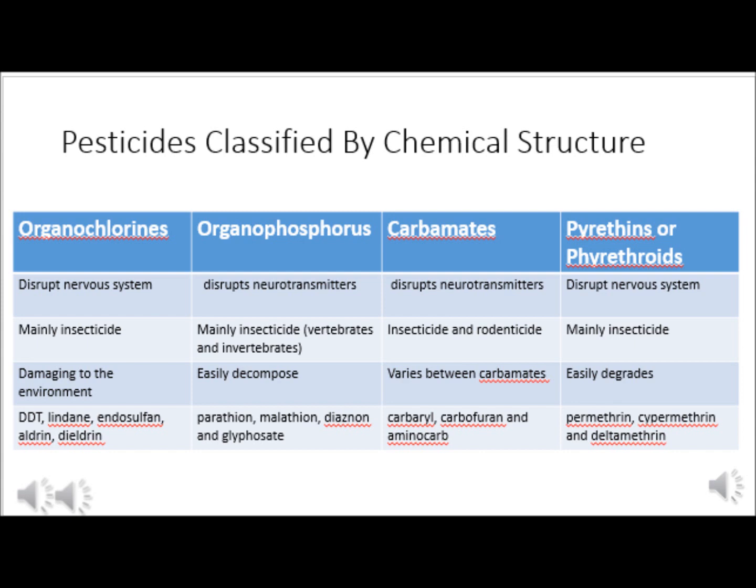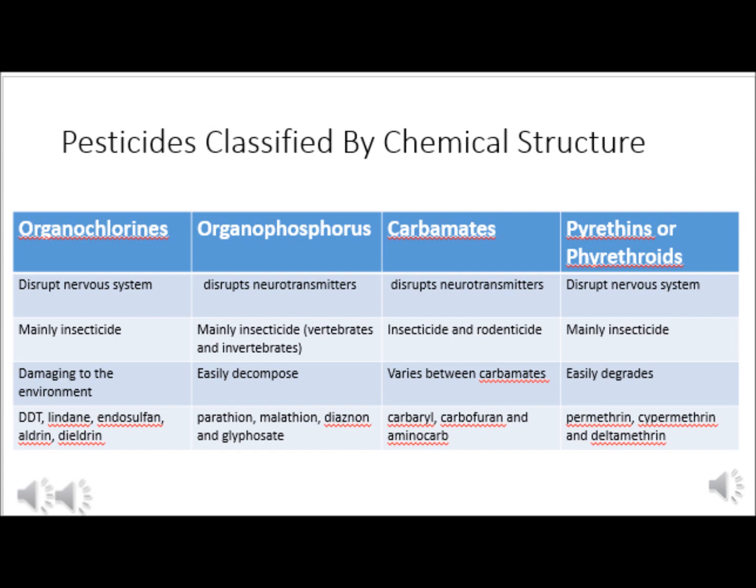Organophosphates are another group. Similar to organochlorines, they are mostly used as insecticides, working on both vertebrates and invertebrates. These compounds are easy to decompose, so they are better for the environment they are used in. This type of pesticide blocks neurotransmitters and causes rapid involuntary movement of muscles, causing death. Some examples are named below in the table. Organophosphorus pesticides usually have a phosphate component.